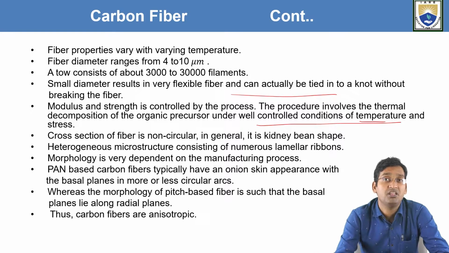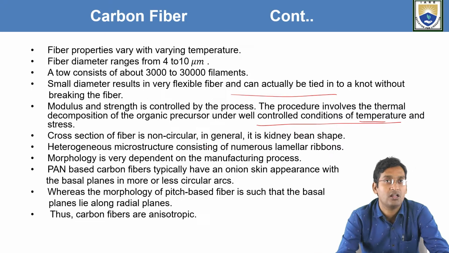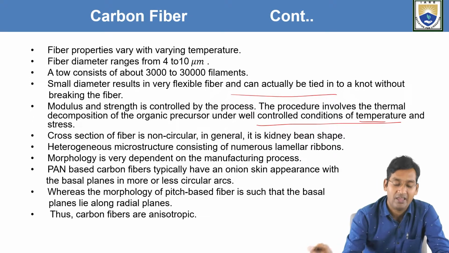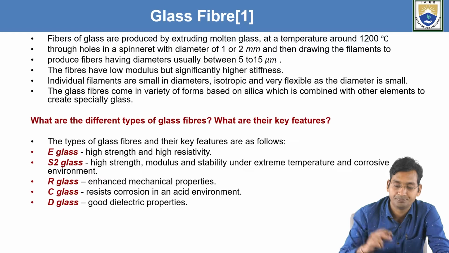PAN-based carbon fibers typically have an onion skin appearance, meaning layer by layer, with the basal planes in more or less circular arcs. Whereas the morphology of pitch-based fiber is such that the basal planes lie along the radial plane. In one it is a circular arc, but here the basal planes lie along the radial planes only. Thus carbon fibers are anisotropic. What is carbon fiber? Carbon fiber is anisotropic.